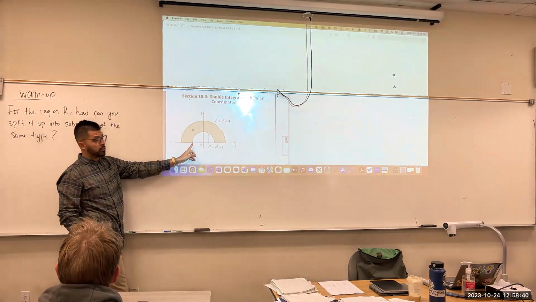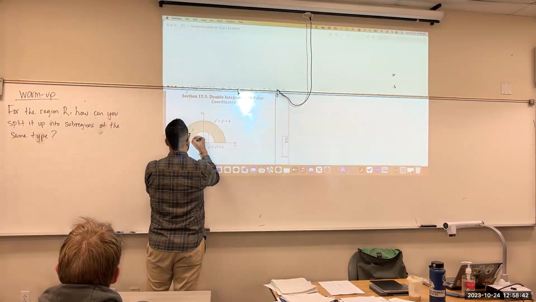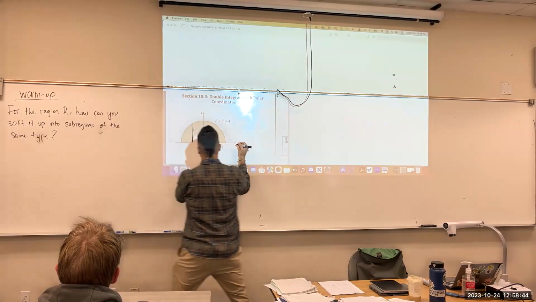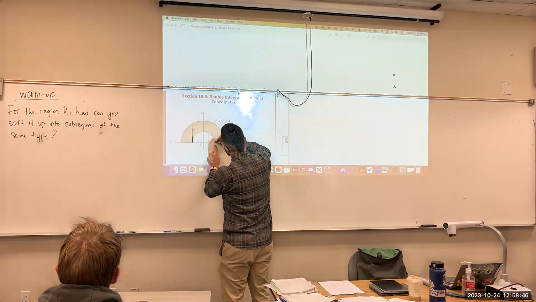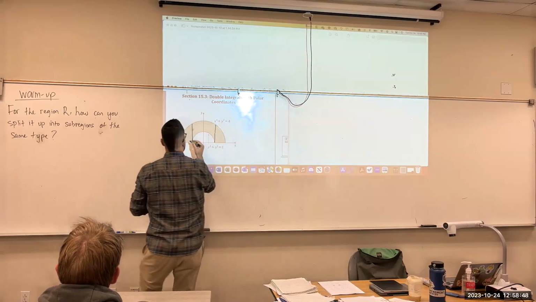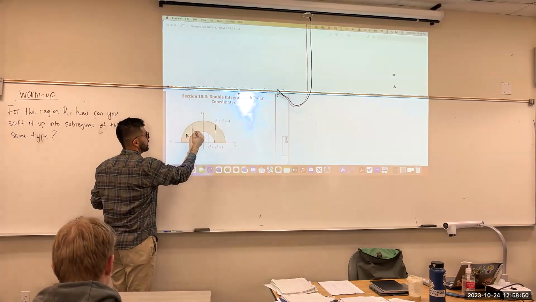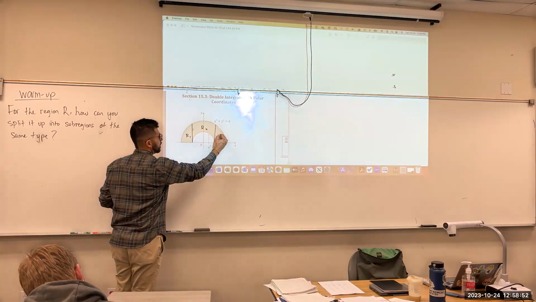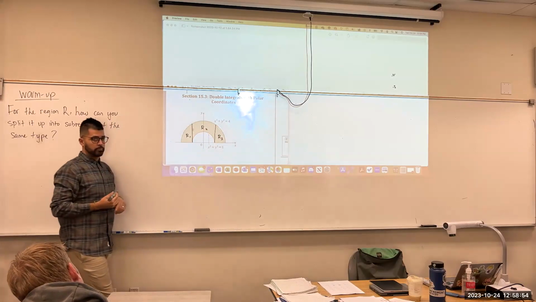First corner on the inside and just straight up? Okay, so you want this, and then I'm guessing you did the same thing over here? All right, so you want like that. So then you would call this R1, R2, and then R3.